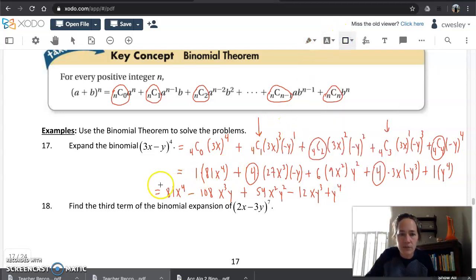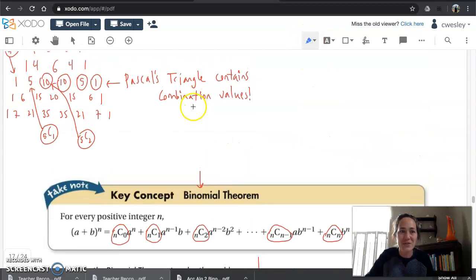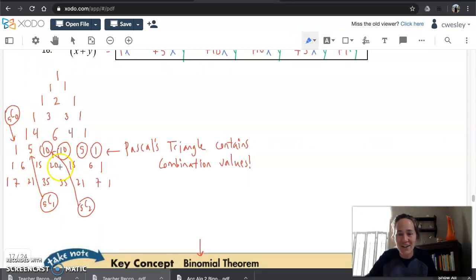It's a good topic to return to because I love this algebraic shortcut for when we need to expand binomials in the future. And also, it's kind of nice to see, I mean, there were so many patterns in Pascal's triangle, and here's another one, all the combinations.